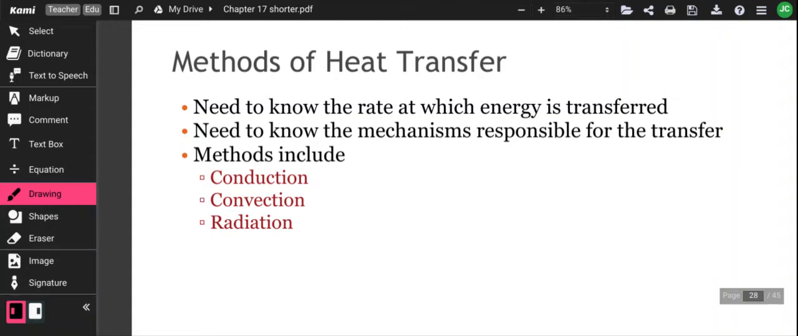Hi, everybody. Today we're going to talk about methods of heat transfer. There are three main methods of heat transfer that I'm going to talk to you about. My belief is there's actually only two, but we'll get to that as we move along.